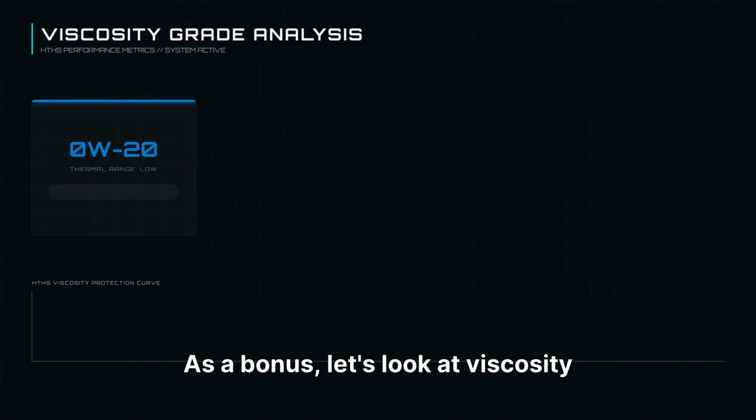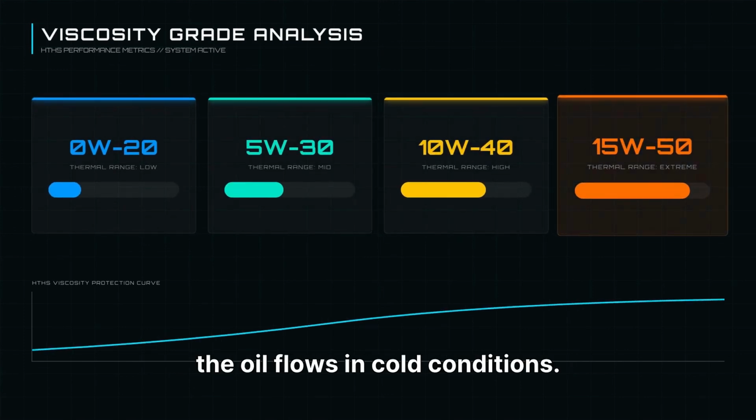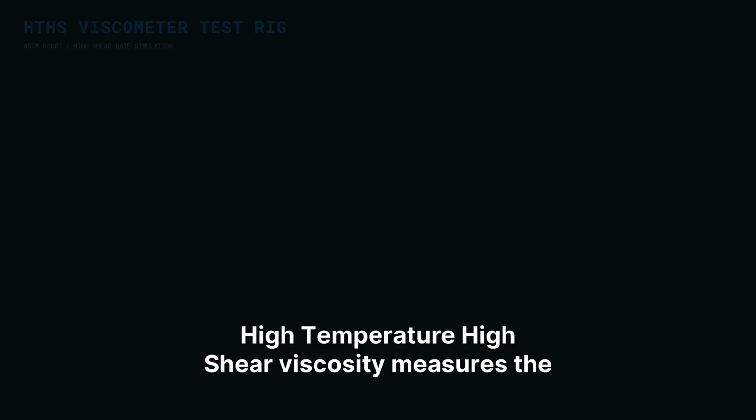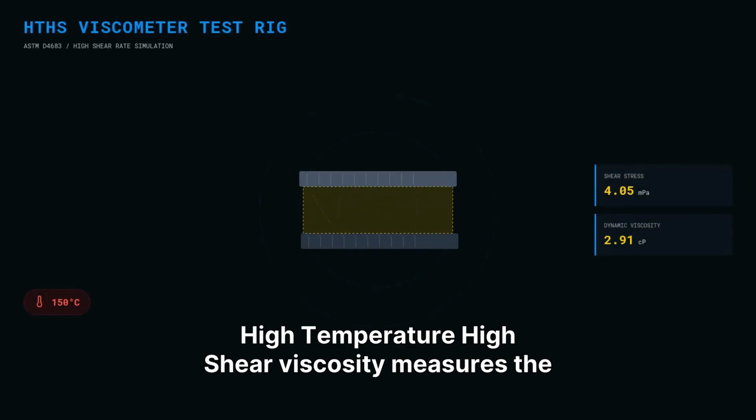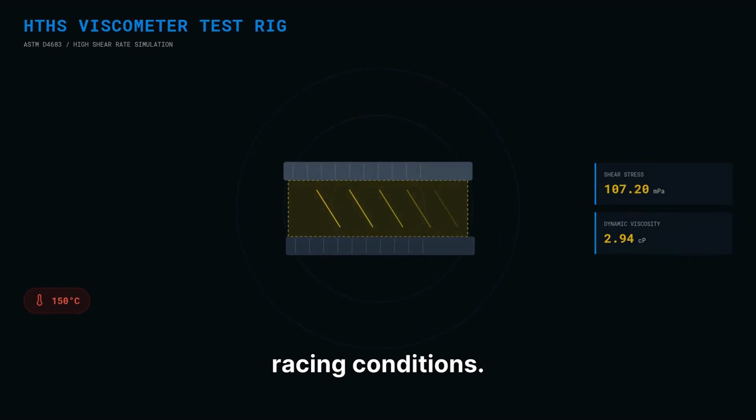As a bonus, let's look at viscosity grades. The W stands for winter, indicating how the oil flows in cold conditions. High temperature, high shear viscosity measures the oil's ability to protect bearings under extreme racing conditions.